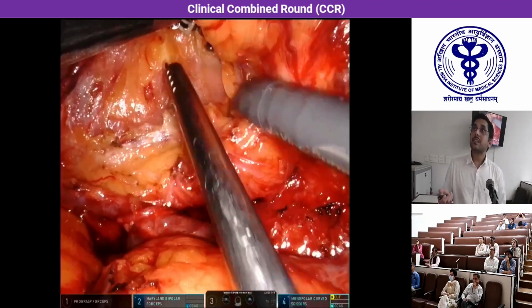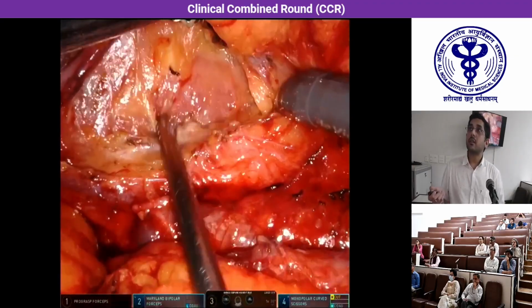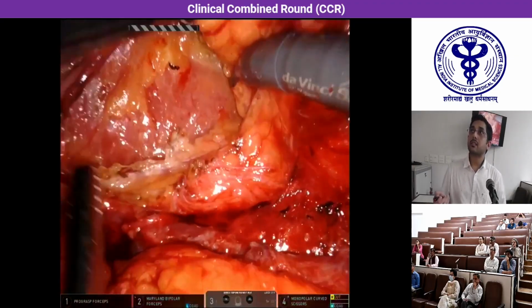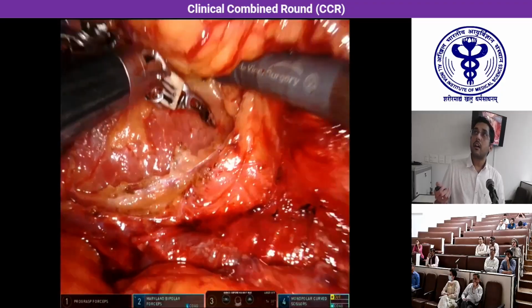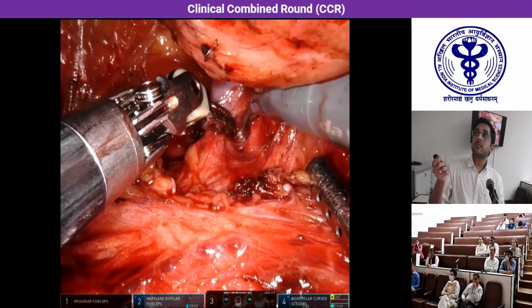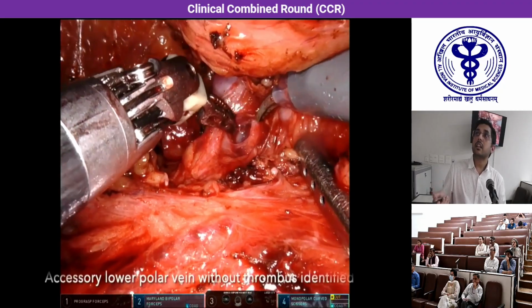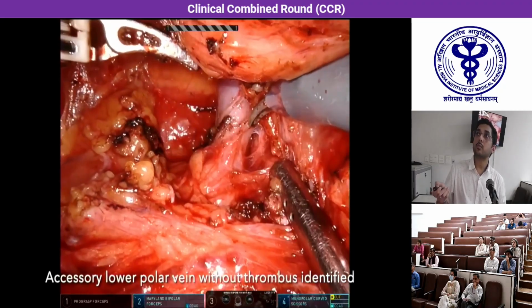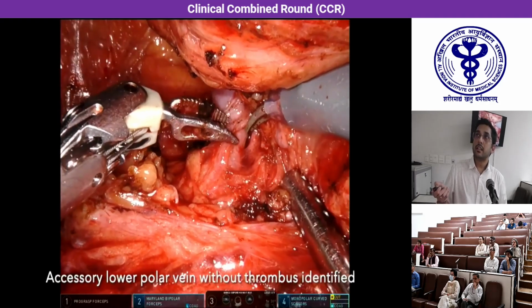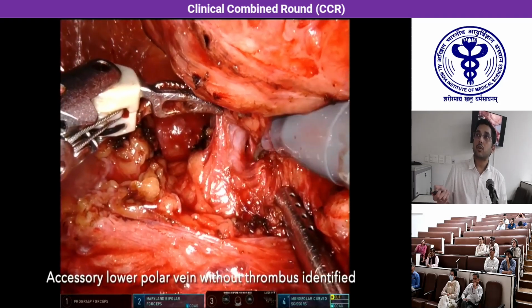The psoas muscle, you can see over here, is a very important landmark in the minimally invasive milieu. And after we have retracted the kidney upwards, we move towards the hilum. As we move towards the hilum, we encounter an accessory lower polar renal vein. This did not contain any tumor thrombus.